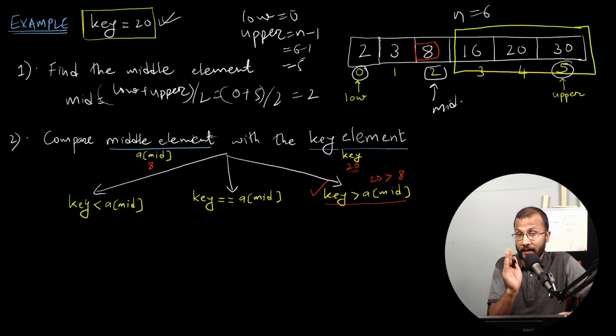If my key value 20 is occurring in this array, it should occur on the right hand part of the array, right? So I'm now not concerned with this value, not concerned with this value, and even with the mid value. Now I'm only concerned with the right hand side value.